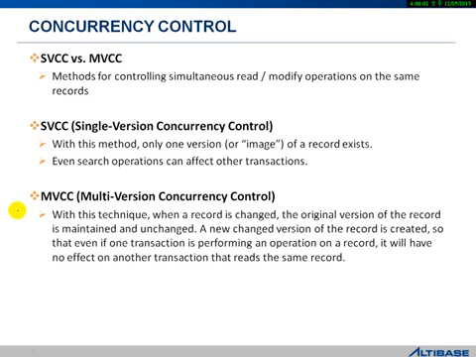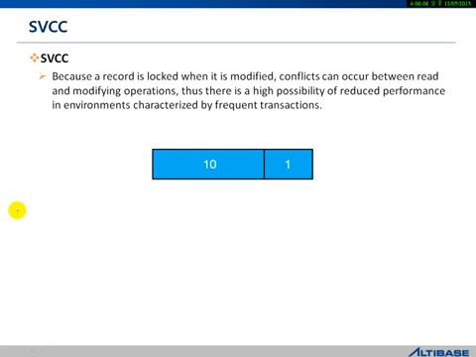Let's take a closer look at both of them. In SVCC, because a record is locked when it's modified, conflicts can occur between read and modifying operations. Thus, there's a high possibility of reduced performance in environments characterized by frequent transactions. It means that because only one version exists, that's why the conflict occurs.